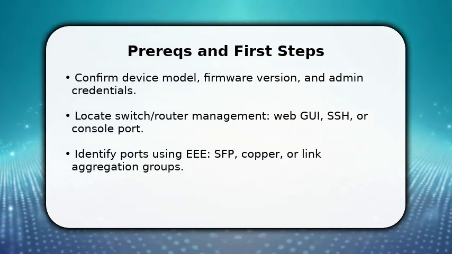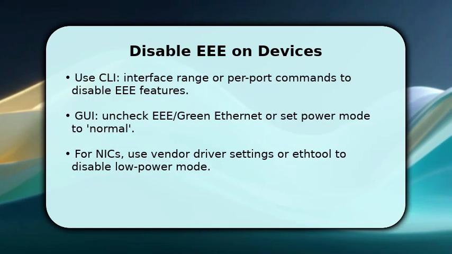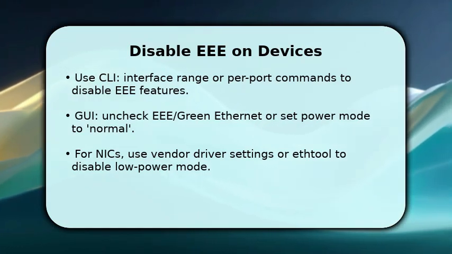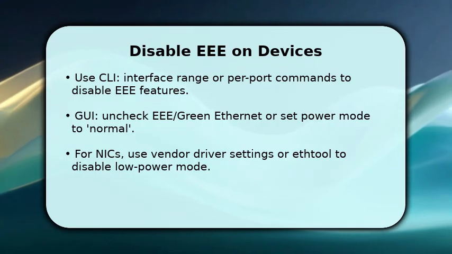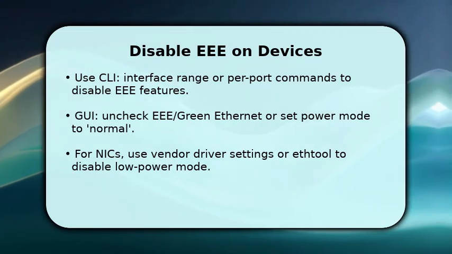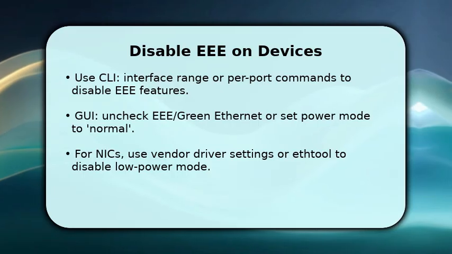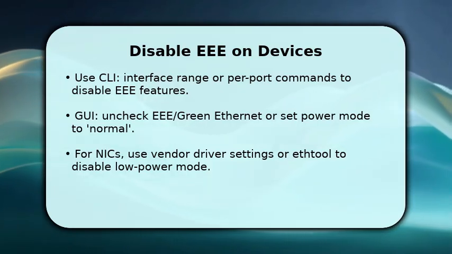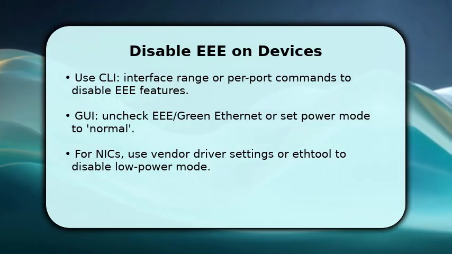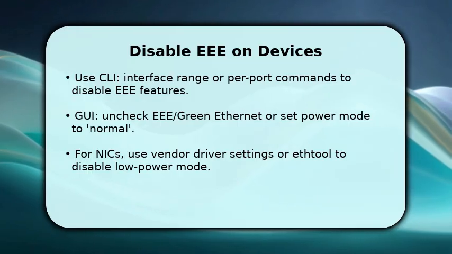You now perform the actual disable. On a switch CLI, enter interface configuration for the target ports and issue the disable EEE or power-save off command. Once done, exit and write memory. If using the GUI, locate Energy Efficient Ethernet, uncheck it, or change the port power profile to normal and apply.